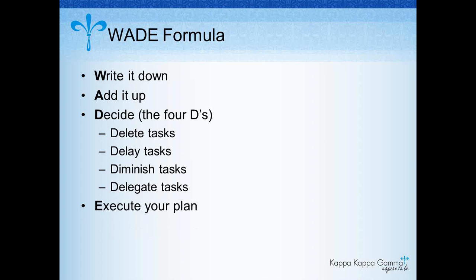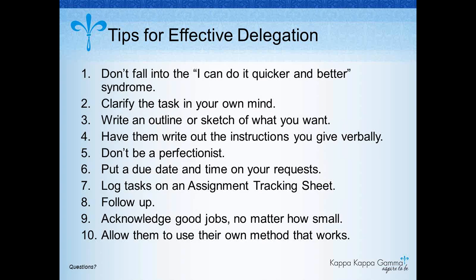Have the person that you delegate to write out the instructions you give verbally, maybe asking them to repeat what you heard so you can make sure you're being clear. Back to the don't be a perfectionist one. Put a due date and time on your request, maybe log tasks on an assignment tracking sheet. Follow up. Don't wait until right before the due date to see if she needs everything she needs.